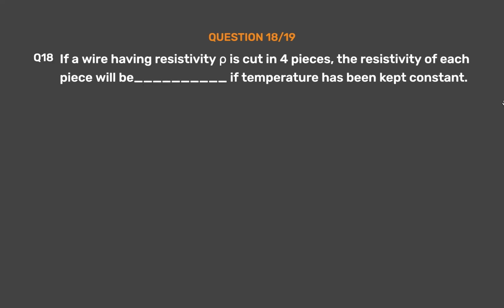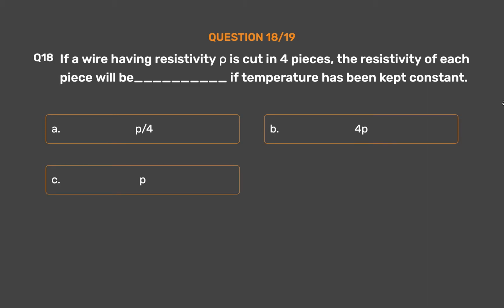Question number 18. If a wire having resistivity ρ is cut into 4 pieces, the resistivity of each piece will be _ if temperature has been kept constant. Option A, ρ/4. Option B, 4ρ. Option C, ρ. Option D, ρ/2.